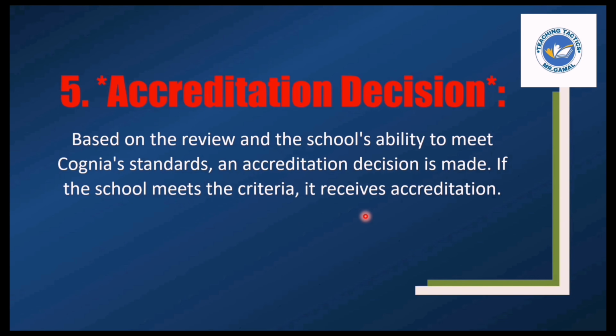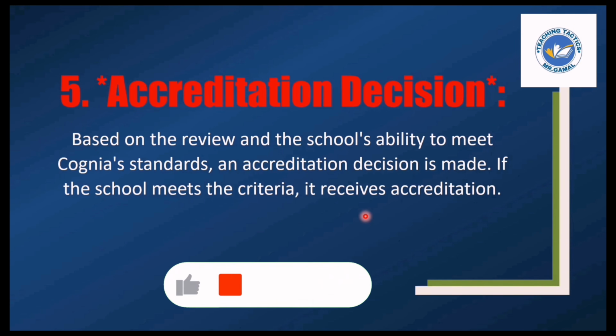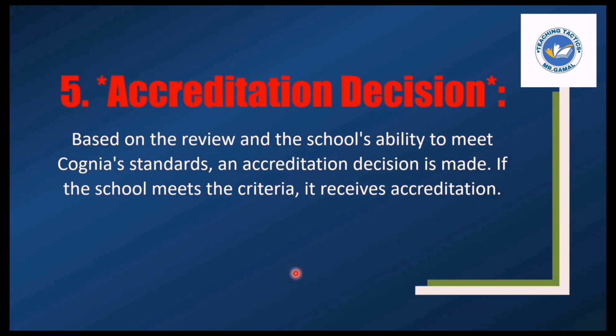So after the Cognia team visits the school and assesses all the standards in the 3 main domains, the leadership capacity, the learning capacity, and the resource capacity, and after the team compares the documents submitted by the school after the self-assessment, if the team finds that the school meets the criteria, the school can be accredited.